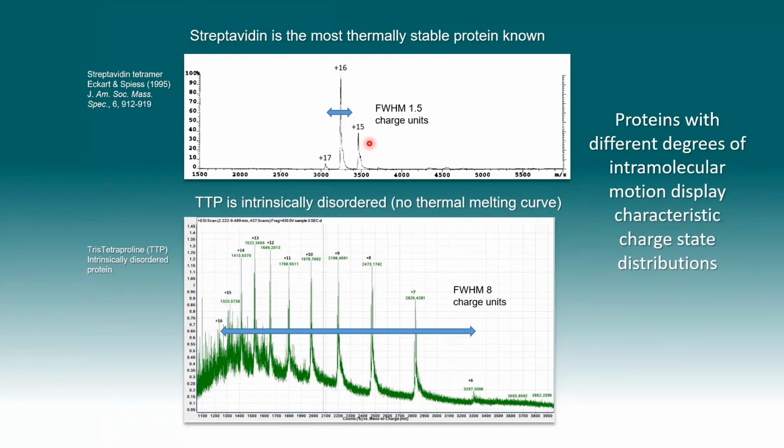Compare this now to tris tetraproline. TTP is an intrinsically disordered protein. It has no thermal melt curve. The spectrum you see is a native spectrum, and here you can see a broad and flat distribution of charges. And if we measure the full width half maximum of this distribution, this is 8 charge units. So proteins with different degrees of intramolecular motion display characteristic charge state distributions.